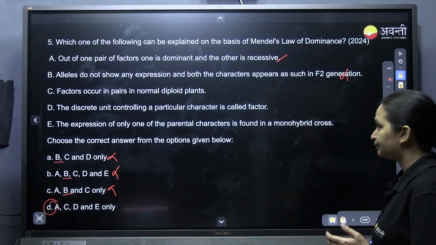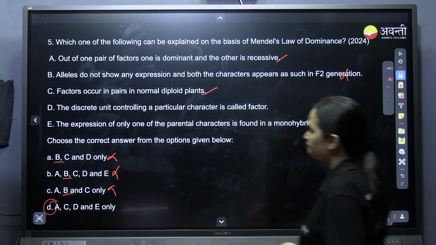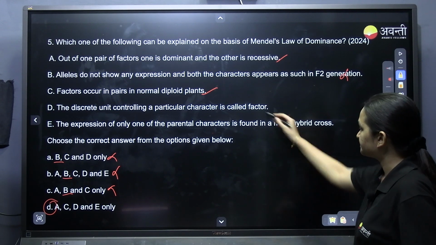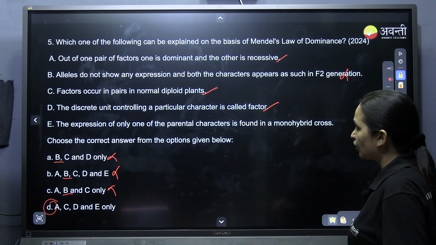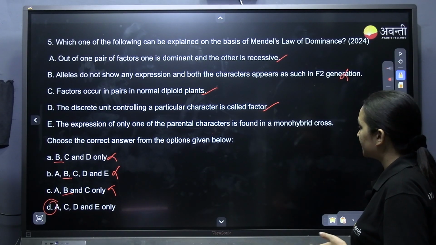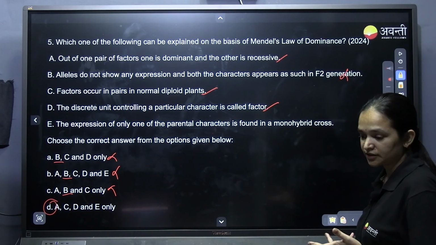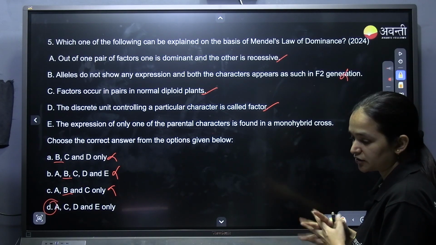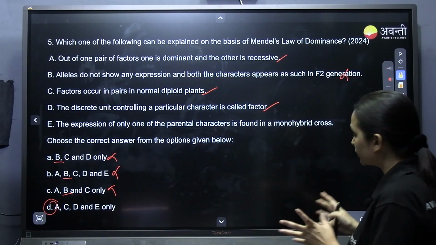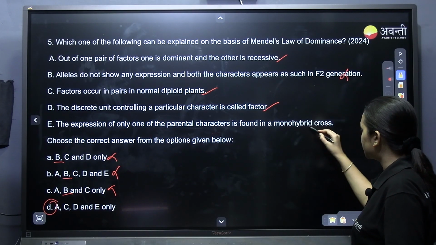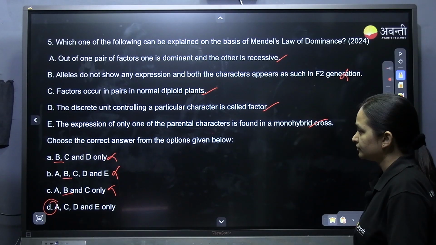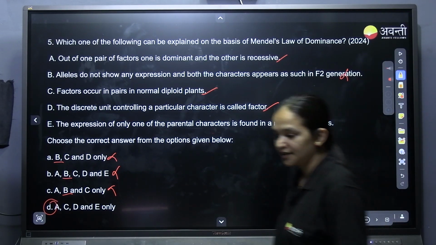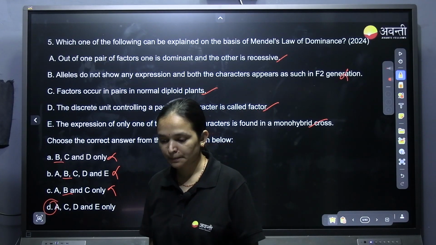Factors occur in pairs in normal diploid, true. The discrete unit controlling a particular character is called factor, true. The expression of only one of the parental characteristics is found in the monohybrid cross. Yes, that is, if you cross the homozygous tall with the homozygous dwarf, you will get only tall progeny. That is also true. So, B is false. We got the answer already. Got it? Any doubts?